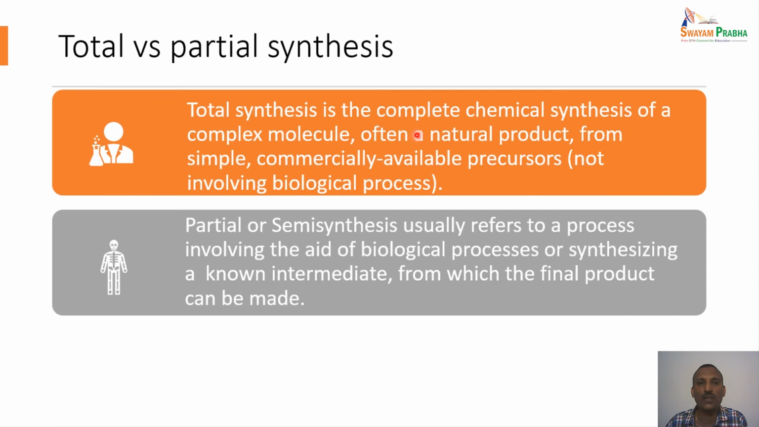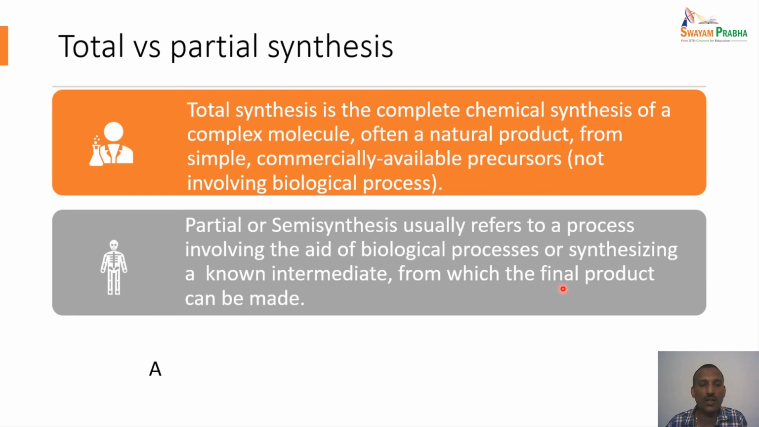This particular method generally does not involve any biological process. For example, enzymatic resolution is one such step. In total synthesis, we generally do not use those kinds of enzymatic reactions. The next one is the partial or semi-synthesis. This generally refers to a process involving the aid of a biochemical process. So enzymatic reactions can come here, or synthesizing a known intermediate from which the final product can be made. So these are the differences between total and partial synthesis.